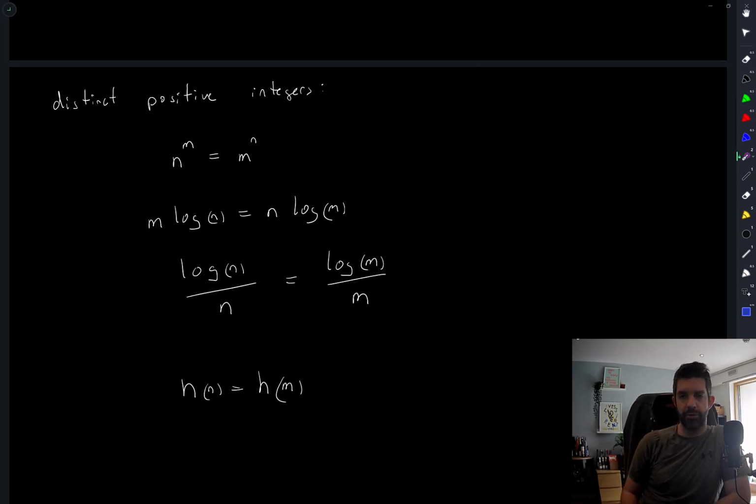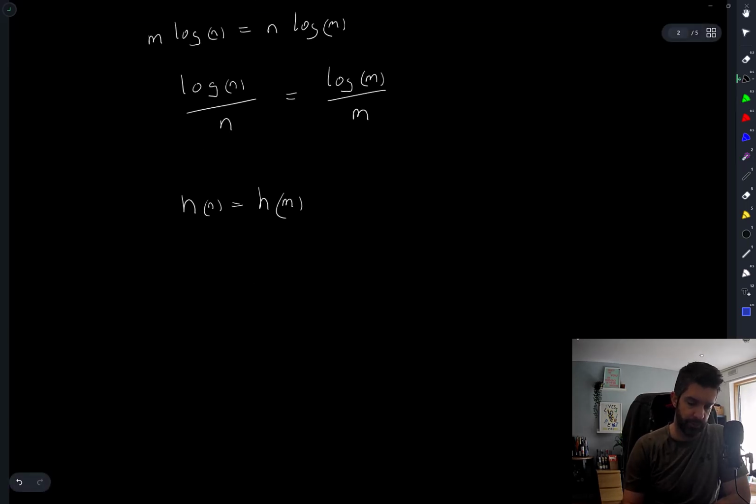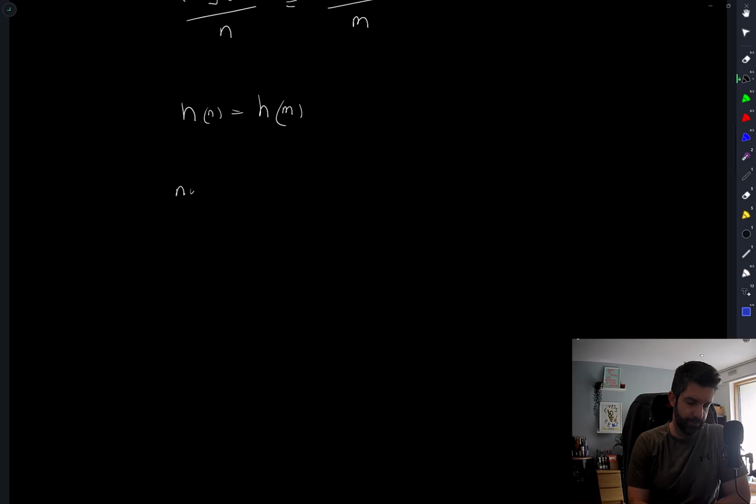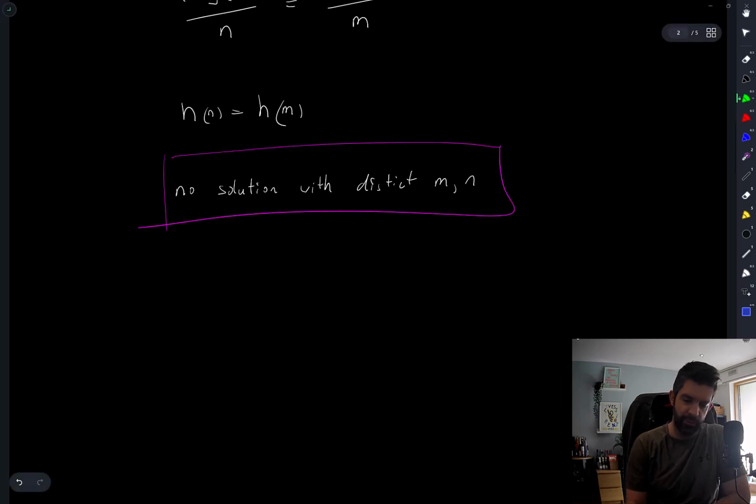Any pair of positive integers which satisfy this have to in fact be the same integer. Yeah, so I guess I can say no solution with distinct m and n. Yeah, nice problem.